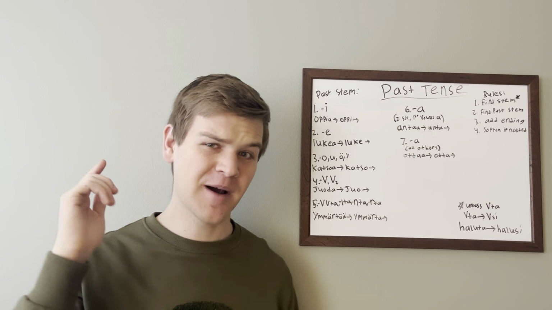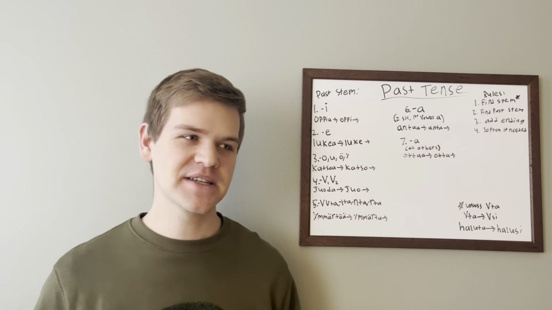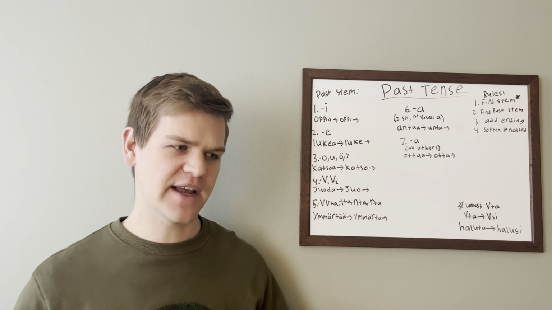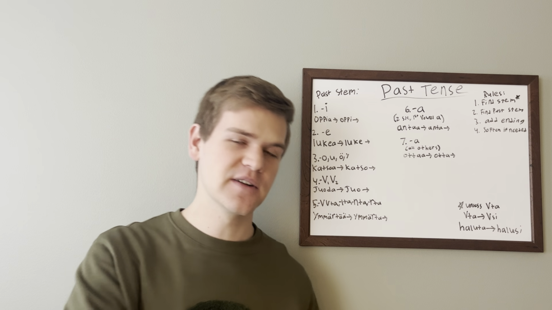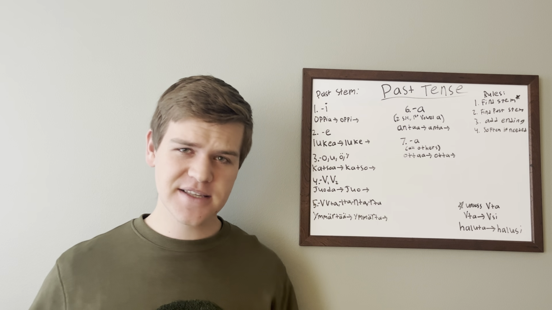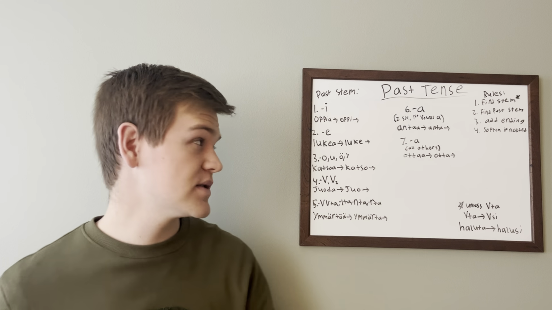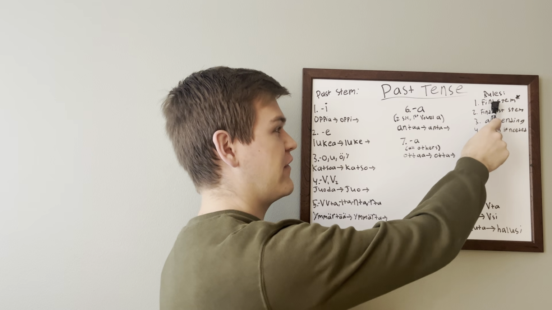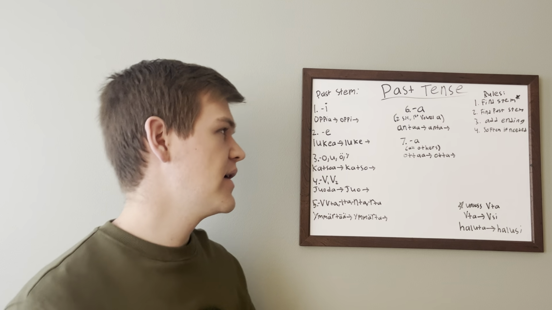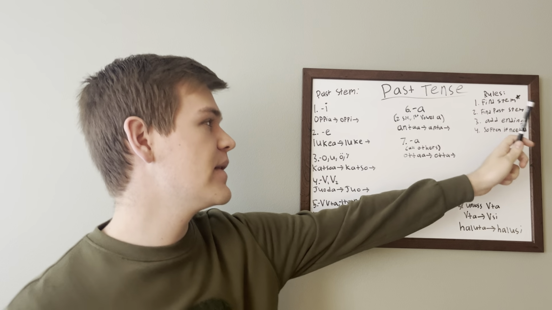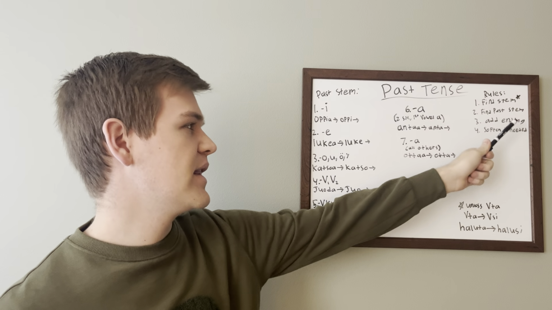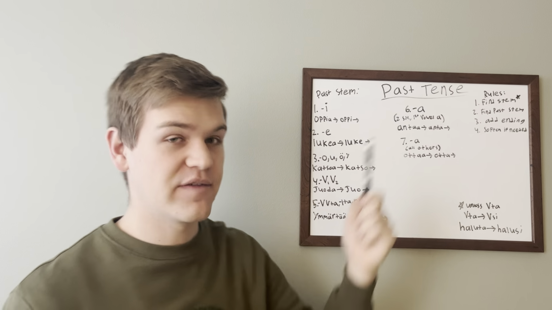Today we're going to be talking about past tense. So when we want to put verbs, instead of saying things like I want, we can say I wanted. Or instead of saying I am, we can say I was. To do this, there's going to be kind of 4 rules. I listed them here. We're going to find our present tense stem, find our past tense stem from the present tense stem. Then we're going to add our ending and soften if needed.